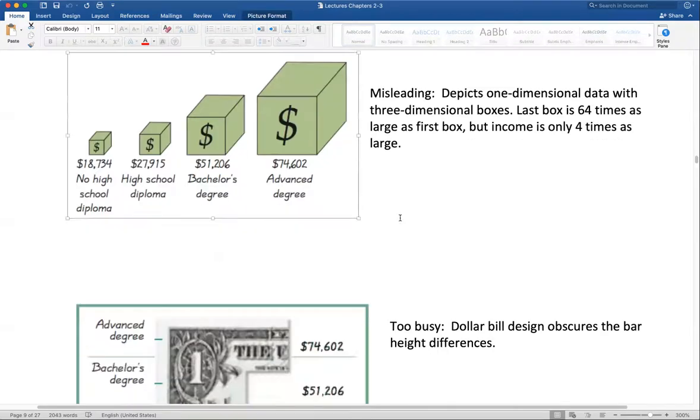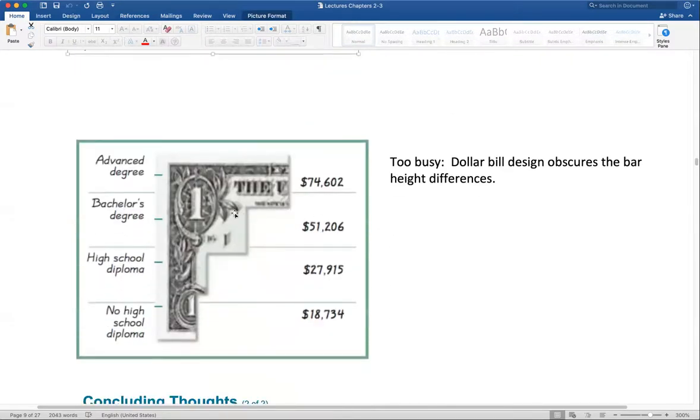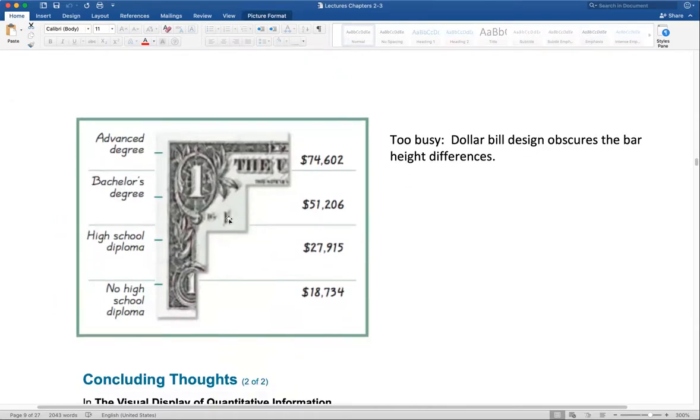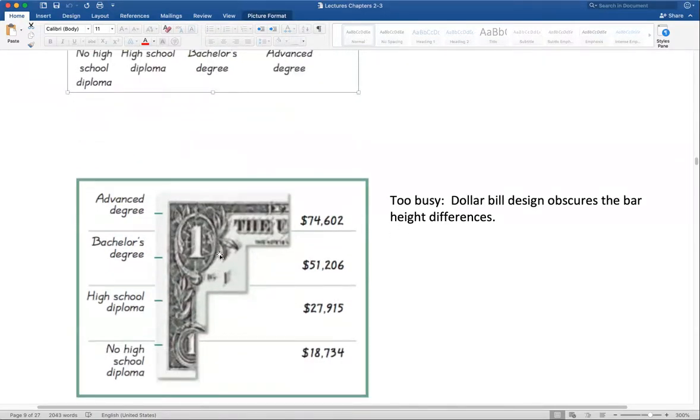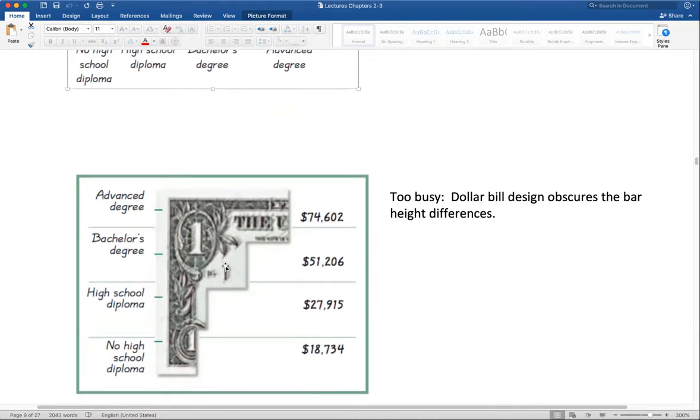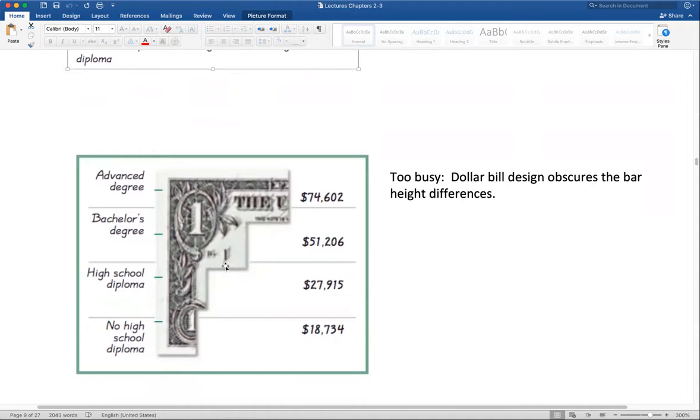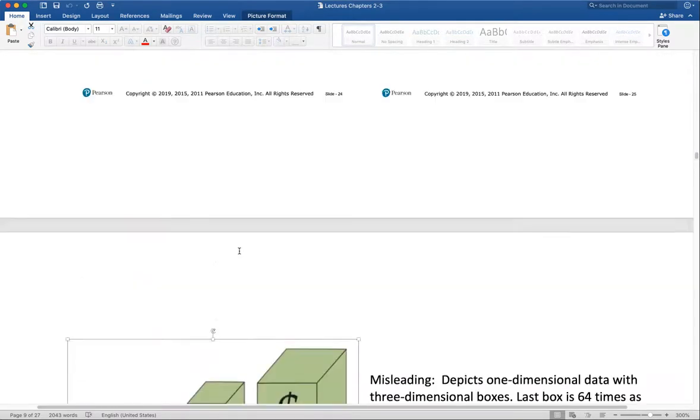So next one is this. When you look at this graph, the design, you see the dollar graphic in the bar, really obscures the height of the bar when people read it. So that's one example of a pictograph that distorts the data.